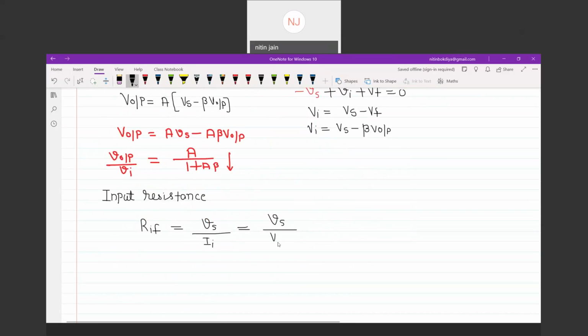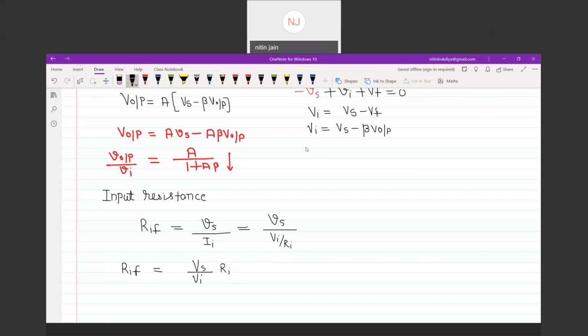So I can say this is Vi divided by Ri. So Rif can be written as Vs divided by Vi into Ri. Now what is the value of Vs?